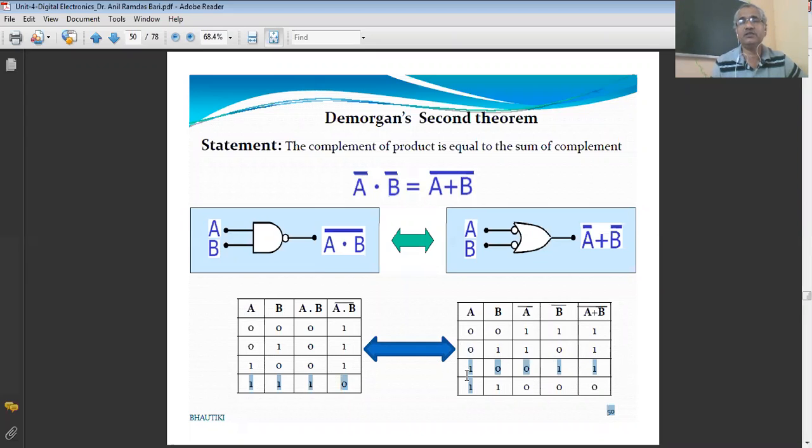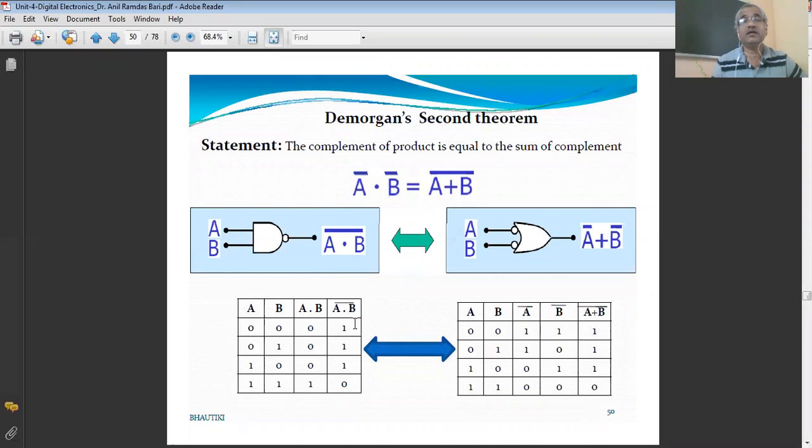Again take the third condition, A is equal to 1, B is equal to 0. So A complement is 0 and B complement is 1. So this is 0 plus 1 is 1 according to the OR operation. So A complement plus B complement is 1. And the last condition is A is equal to 1, B is equal to 1. Therefore their complements are 0 and 0. So sum of these zeros is 0 and therefore A complement plus B complement is equal to 0.